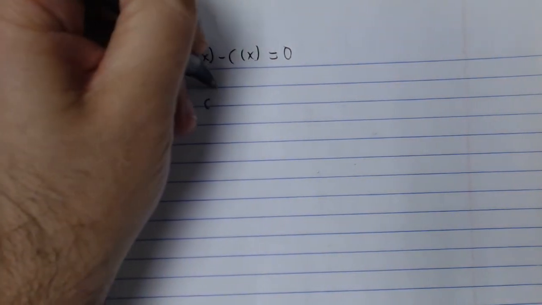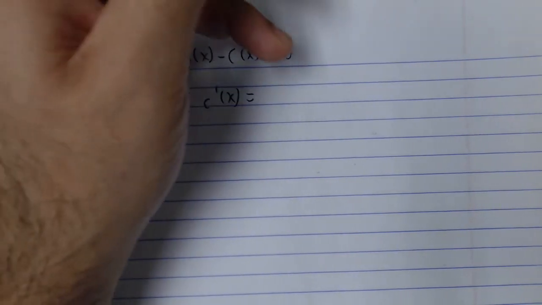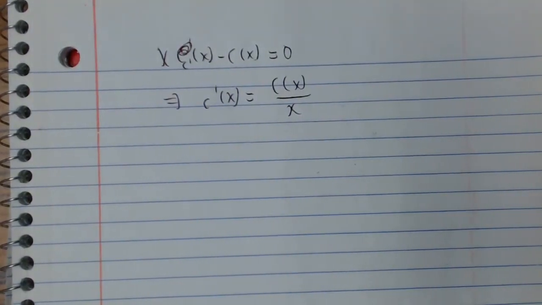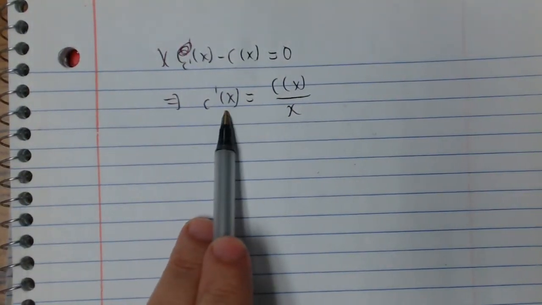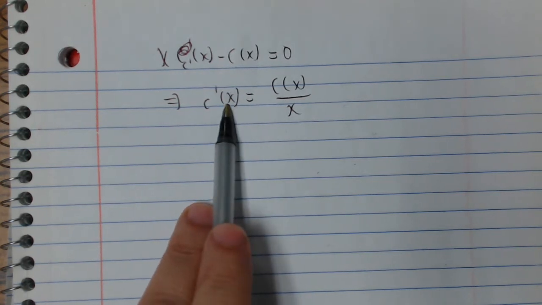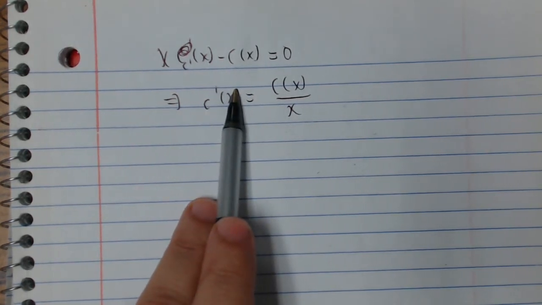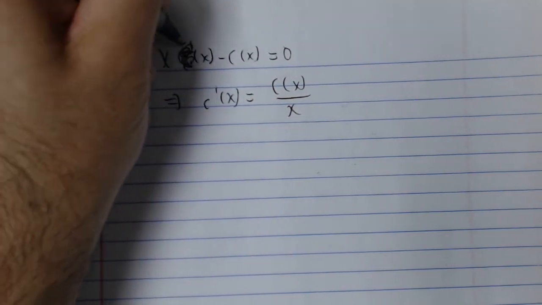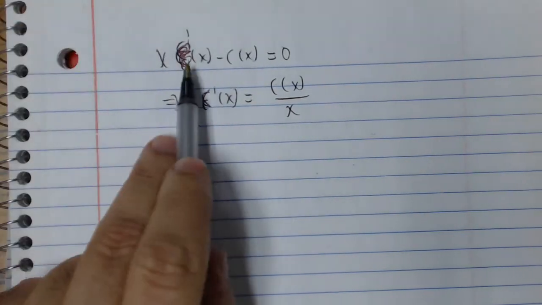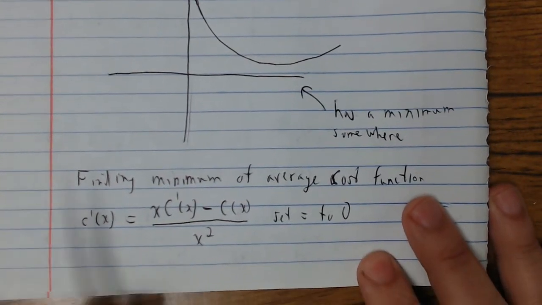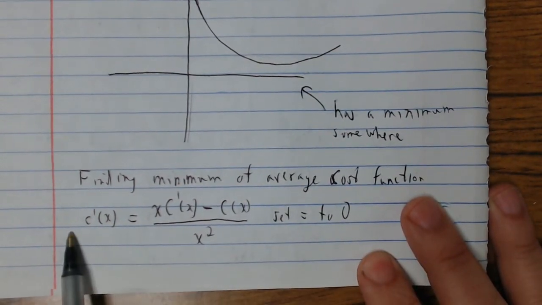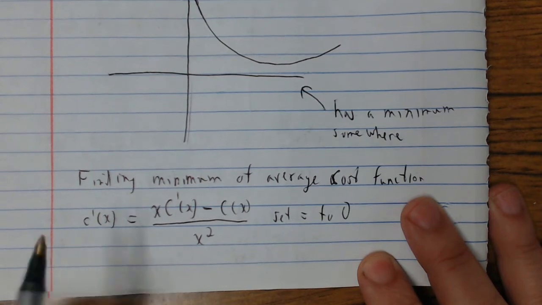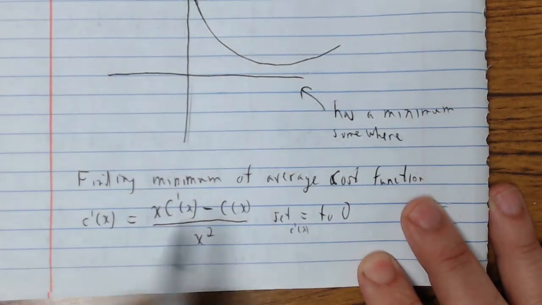We get lowercase c prime of x. When I solve this, I get C of x over x, which, look at how interesting this looks. To minimize my average cost, what do I notice? My marginal, or the derivative of, oh sorry, actually this should be a capital C prime of x, because this C prime of x is coming from here, right? The lowercase c prime I'm setting equal to 0. So maybe I should say let lowercase c prime of x equal 0.